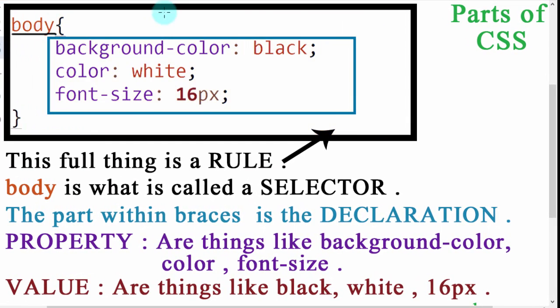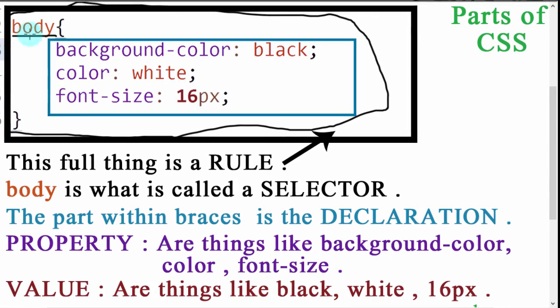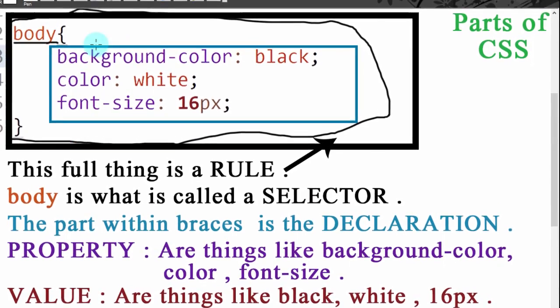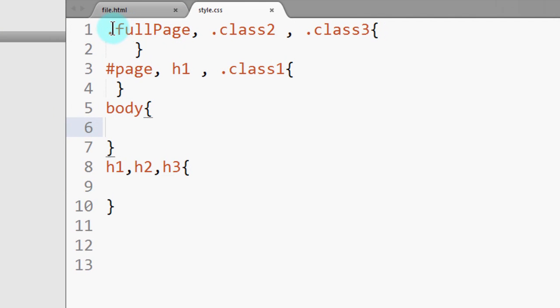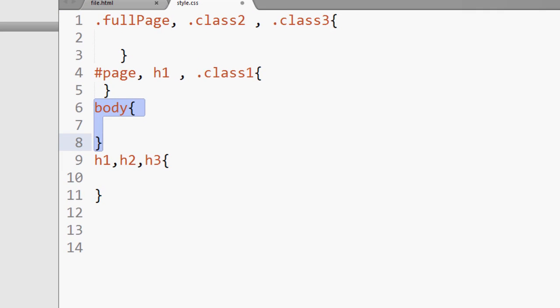So this entire code plus the selector, this entire thing, this is a rule. So that is one rule in CSS. So if I come here in Sublime, this entire thing will be a rule. I don't have any declarations in between here yet, but this is one rule, that is another rule, that's also another rule, and so on.